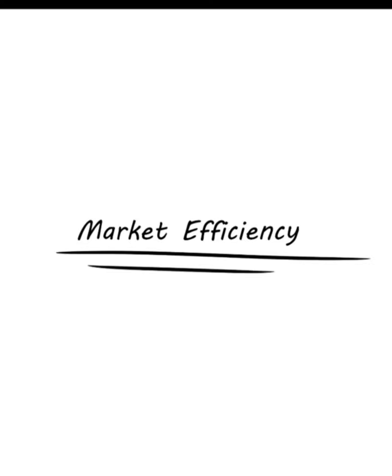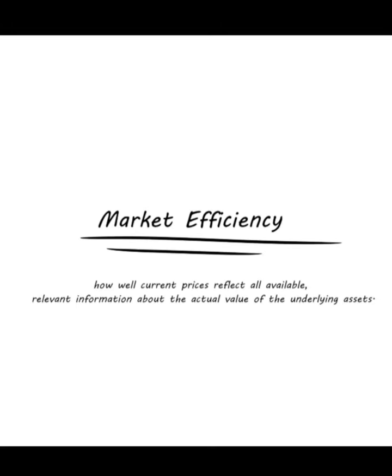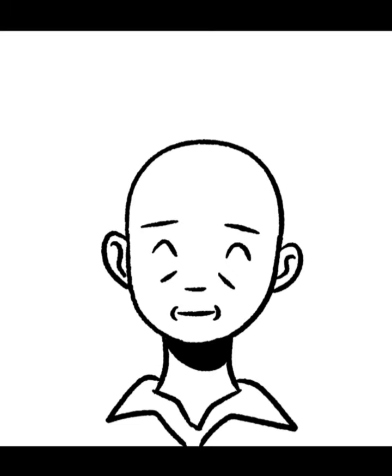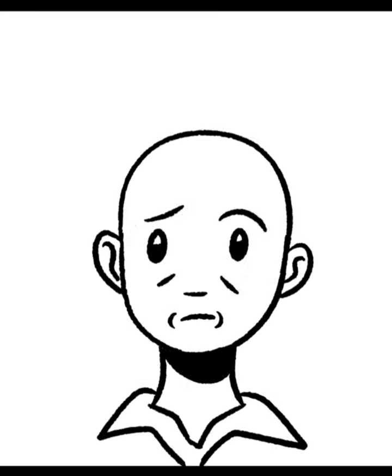We're now going to talk about market efficiency. Market efficiency refers to how well current prices reflect all available relevant information about the actual value of the underlying assets. The term was taken from a paper written in 1970 by economist Eugene Fama. However, Fama himself acknowledges that the term is a bit misleading because no one has a clear definition of how to perfectly define or precisely measure this thing called market efficiency.